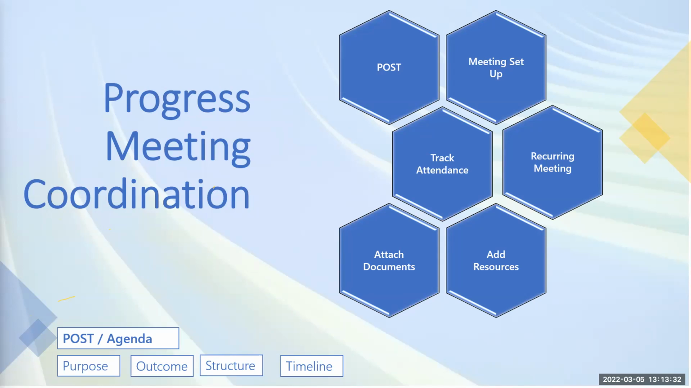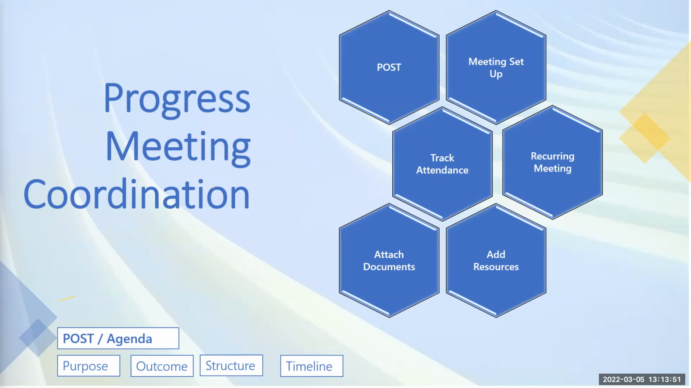So the first thing is the post. There must be a post or an agenda for any meeting that you're setting up. And I've defined post as the purpose. What is the purpose of that meeting that you're setting up? What is the outcome? What are we expected to get out of this meeting? So what is the outcome of this meeting?